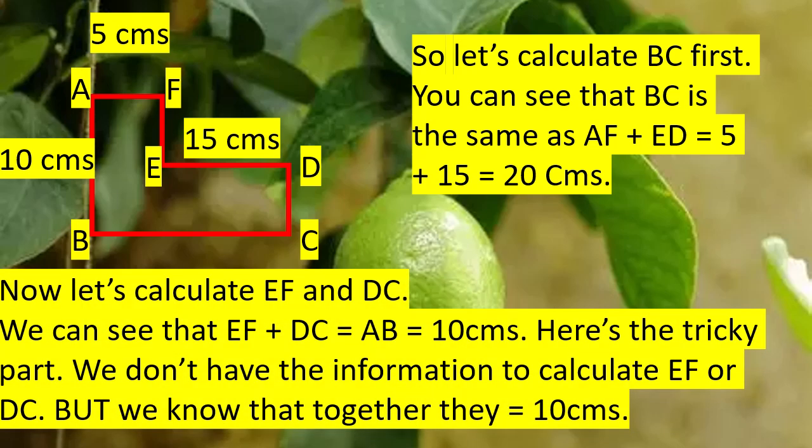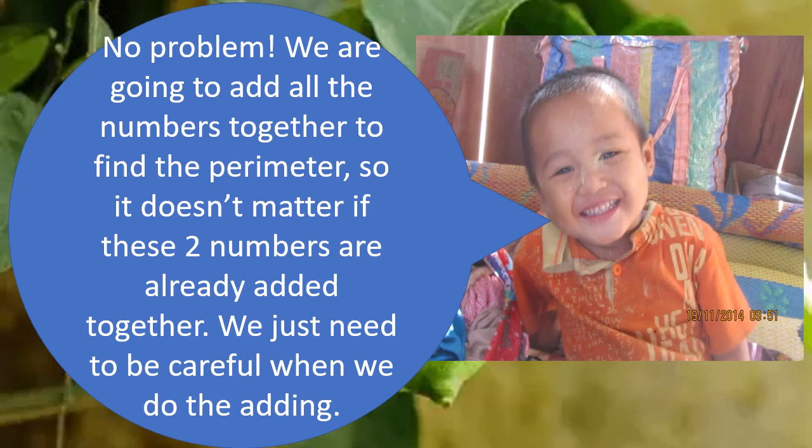Now let's calculate EF and DC. We can see that EF and DC equals AB, which equals 10 centimeters. Now here's the tricky part. We don't have the information to calculate EF or DC. But we know that together they come to 10 centimeters. No problem. We're going to add all the numbers together to find the perimeter. So it doesn't matter if these two numbers are already added together. We just need to be careful when we do the adding.